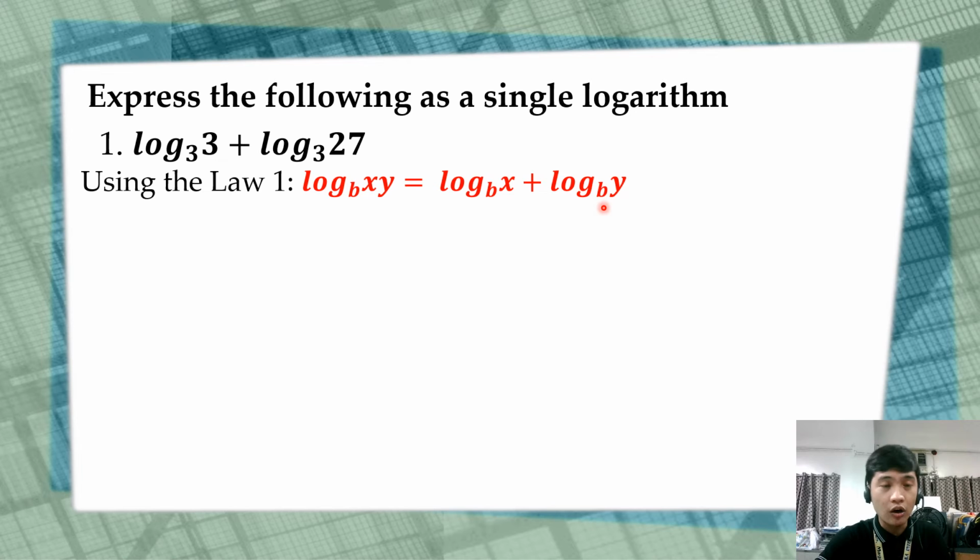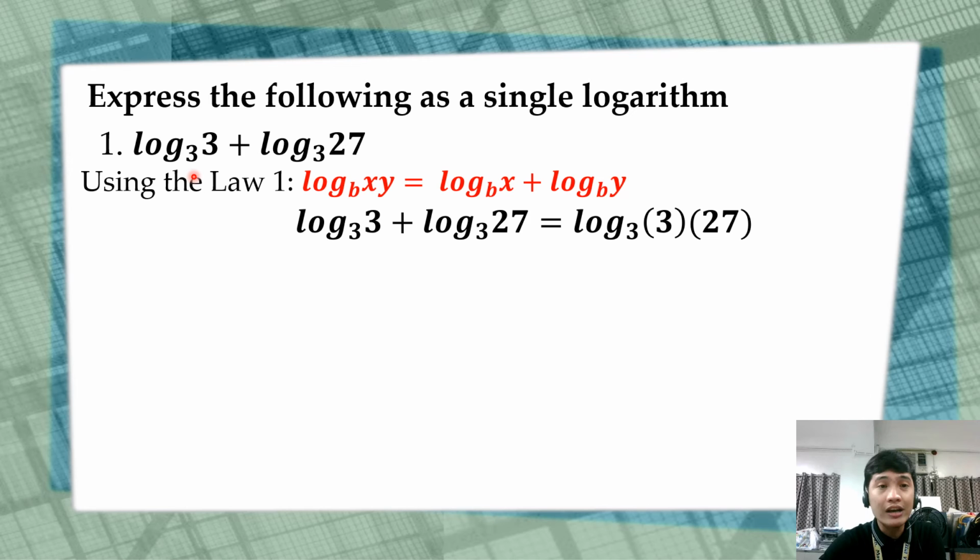So the only logic on what we are going to do in this example is, from the expanded form, we are going to express this one in single form. In this case, since we have logarithm of 3 base 3 plus logarithm of 27 base 3, we are adding two particular logarithms. This is actually a result of getting the product of two numbers in logarithm. So having said that, the single form of logarithm of 3 base 3 plus logarithm of 27 base 3 is equal to logarithm of 3 times 27 base 3.